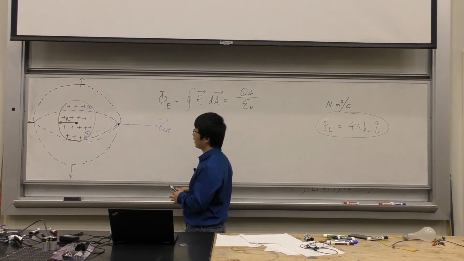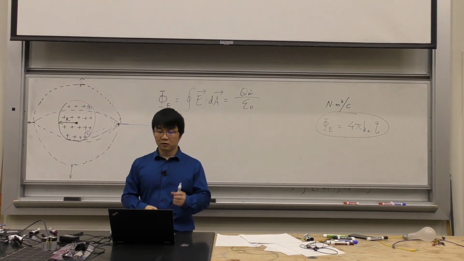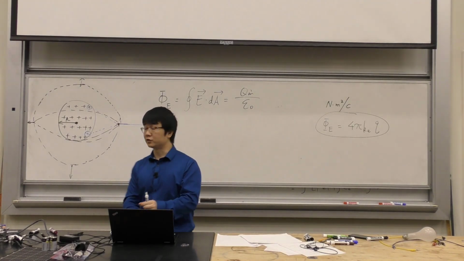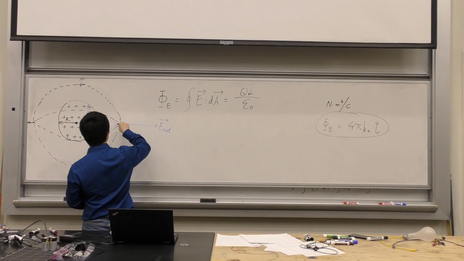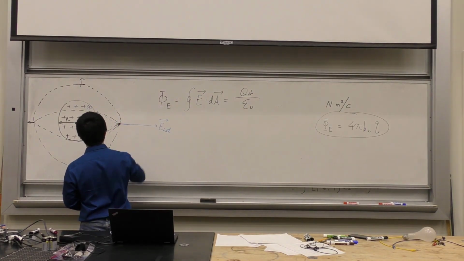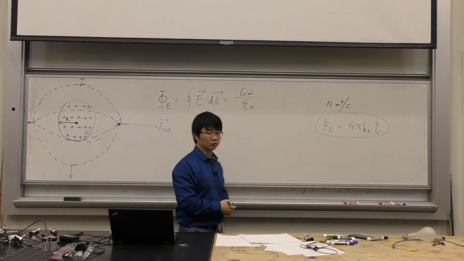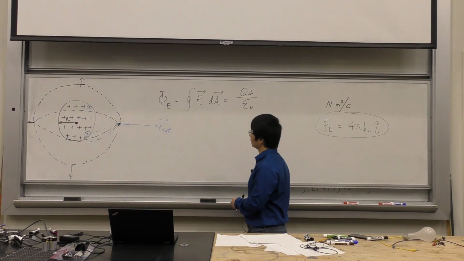Okay? I decided I'm just going to draw still a spherical surface with all these points on it. With this point, the point I want to find, right? And all the other points on it which have the same magnitude of electric field, so that I can take this E out.